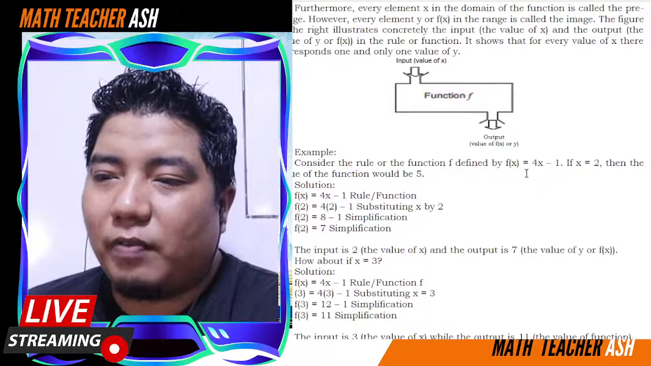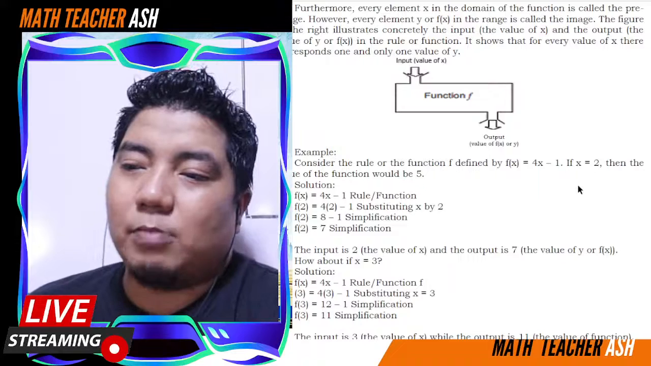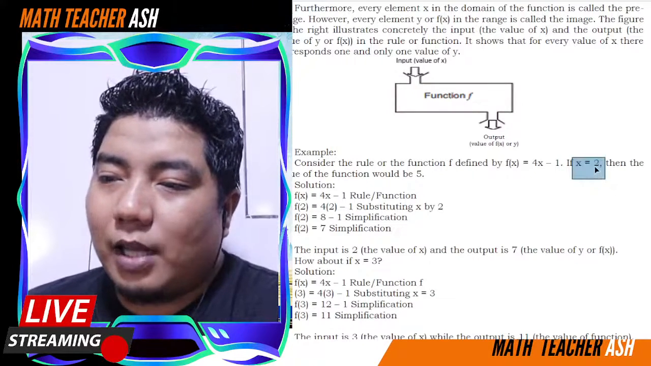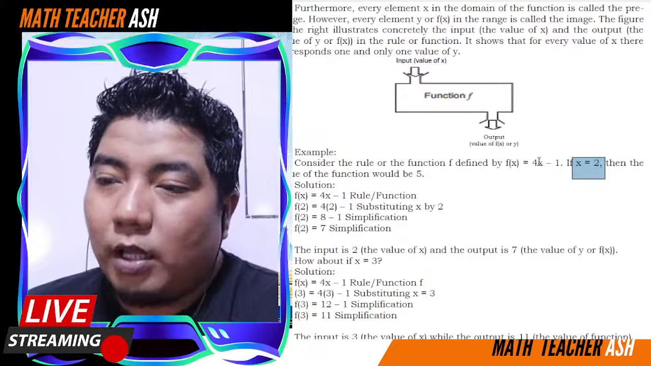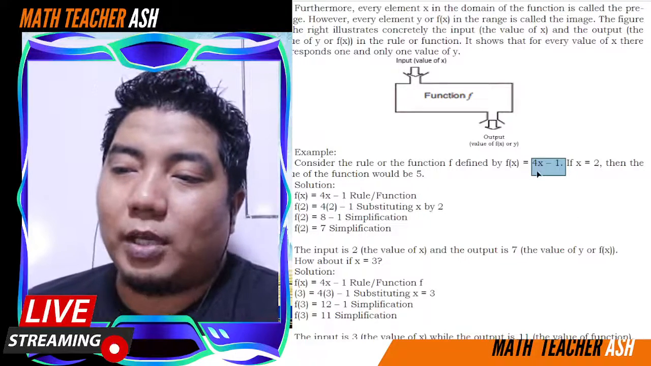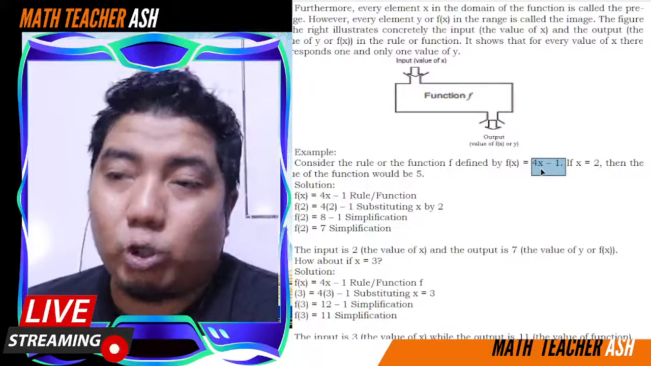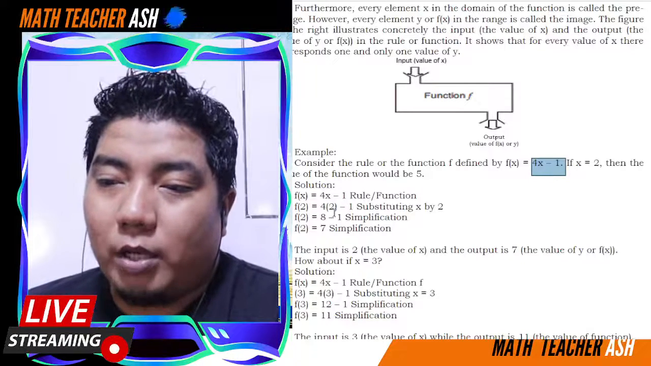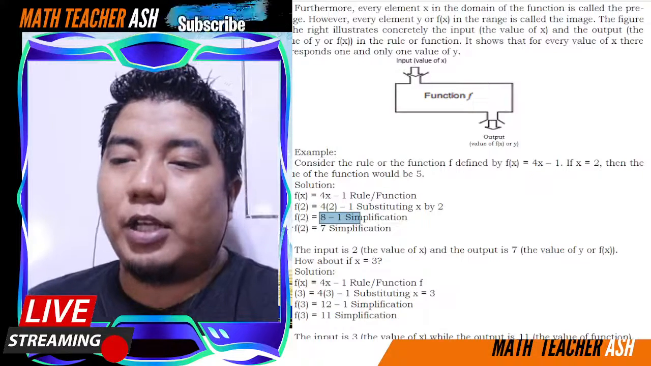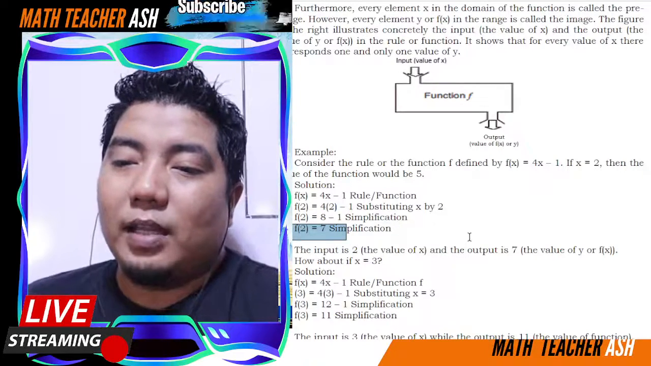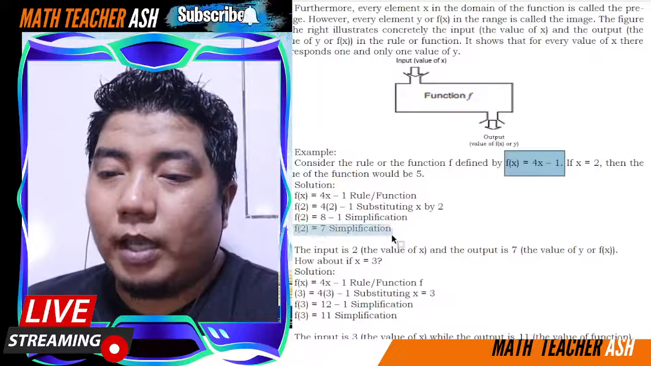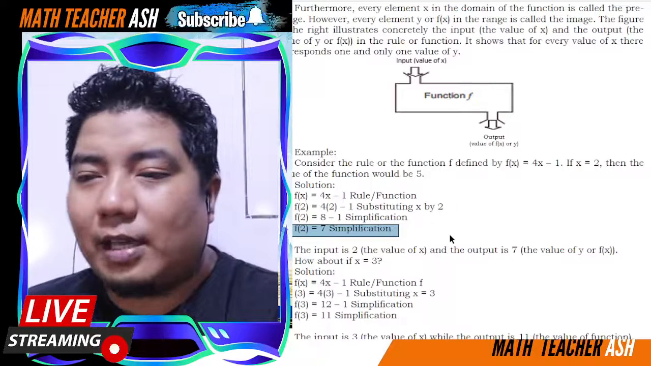So, consider the rule of the function. F of x is equal to 4x minus 1. Now, if your x is positive 2, what you will do is substitute this 2 for x in the given function, which is 4x minus 1. So, it becomes 4 times 2 minus 1. That will become 8 minus 1. And then, if you simplify 8 minus 1, the answer is positive 7. So, the function of 2 in this given expression is equal to 7. Alright? So, it is that easy, my dear math learners.